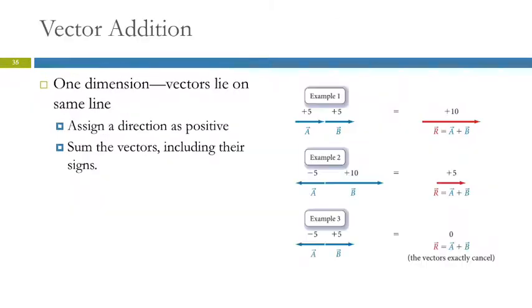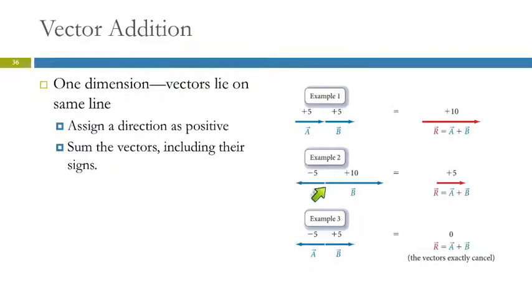So let's review vector addition. In one dimension, this is a lot like a number line. So here we have, in example 1, two vectors. They each have the same magnitude, +5, meaning they're going both in the same direction to the right. So we just assign a direction as positive and the opposite as negative. And so when we add these together, we get a vector going to the right that's +10.